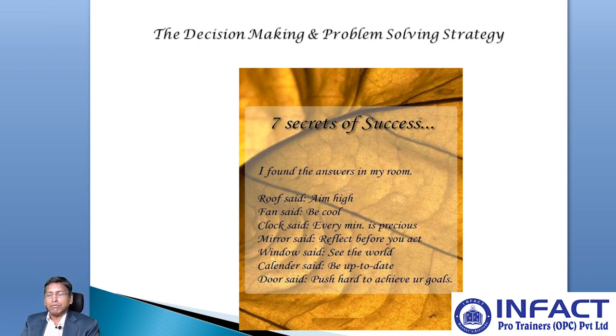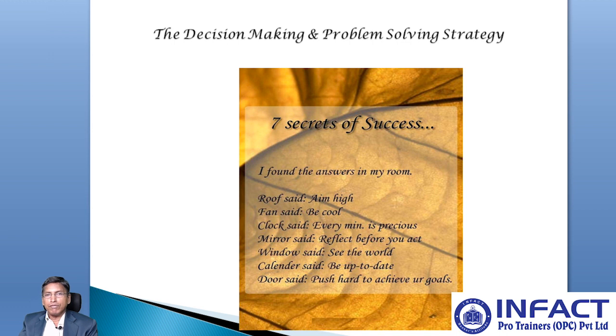And what are the secrets of success as far as decision making and problem solving strategy is concerned? Roof said aim high, fan said be cool, clock said every minute is precious, mirror said reflect before you act, window said see the world, calendar said be up to date, and door said push hard to achieve your goals. So each and every element, right from the roof to the fan, clock, mirror, window and calendar, as well as the door, is trying to convey something.